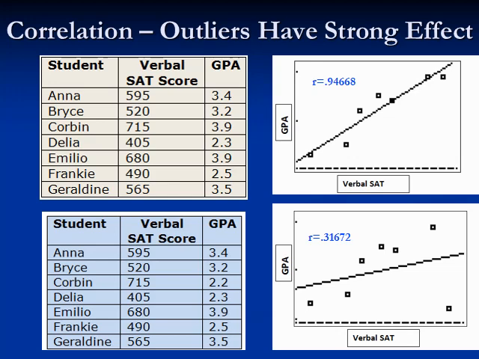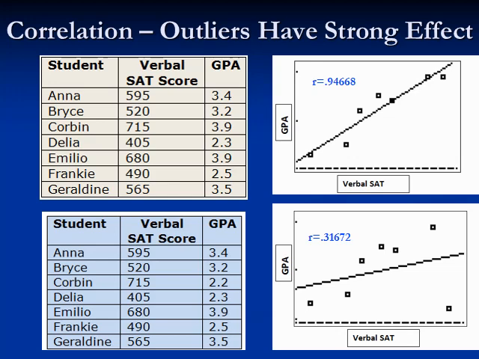Okay, this slide shows a couple examples of samples of students. So our samples here are just groups of students. On the left in each table, we see the student's verbal SAT score, right? And on the right, we see the student's grade point average for each of our two data sets. And on the right here, you see these data sets graphed. So the first sample of student data graphs out really nicely here. You see this very high 0.94 correlation between verbal SAT score and GPA.